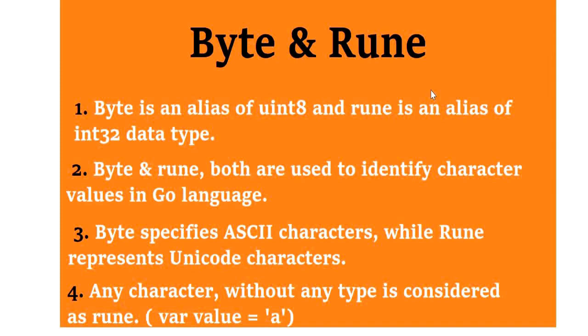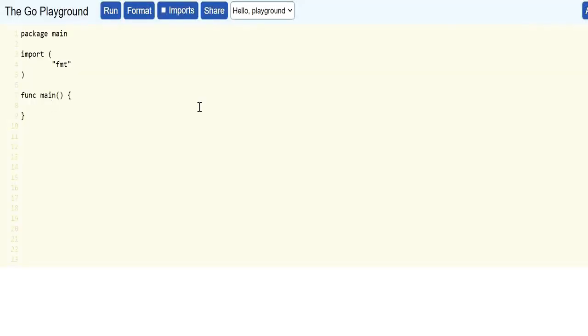Let's see the declaration of byte and rune in Go language. Suppose we have a variable var11 and here I am assigning the value a. Let's check the type of var11. So here you can see the type of var11 is int32, and as we said, rune is an alias of 32-bit integer. So we can say that any character, if we are not declaring its type, is considered a rune.